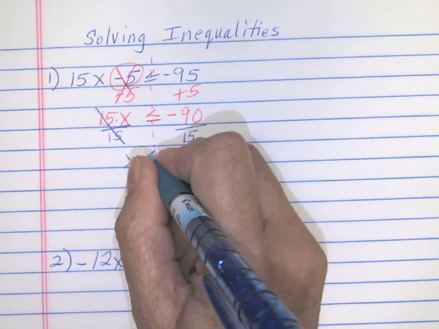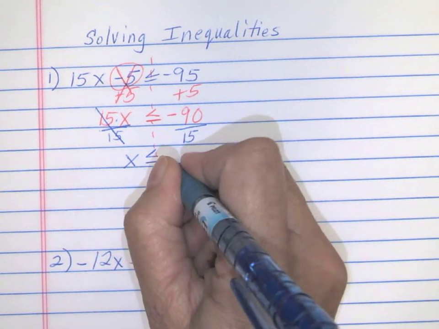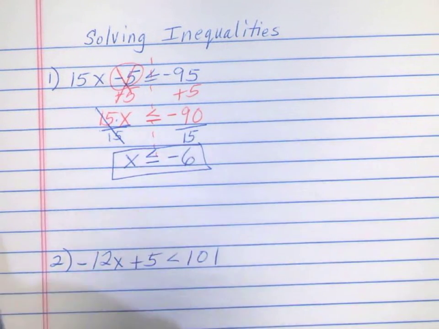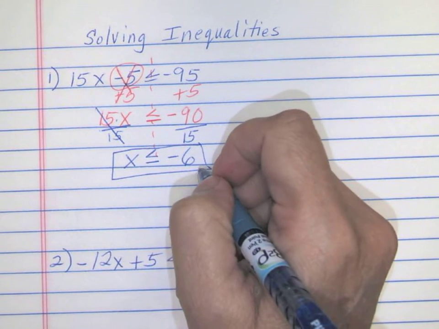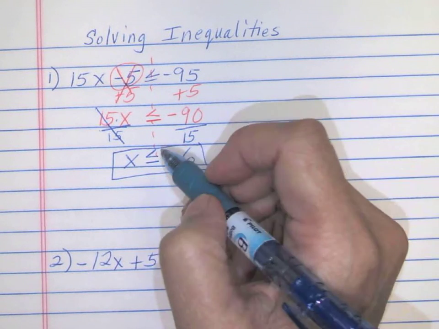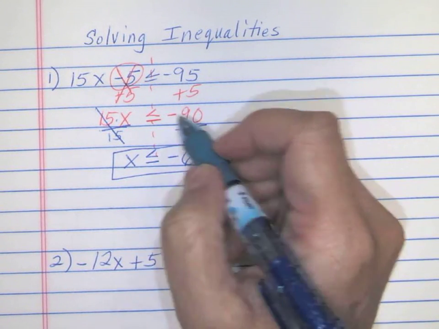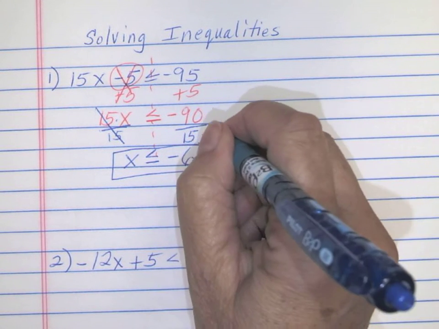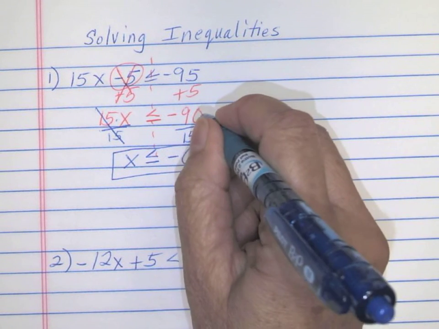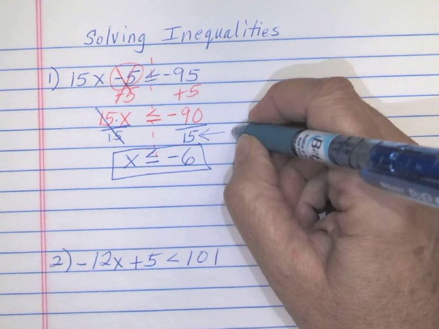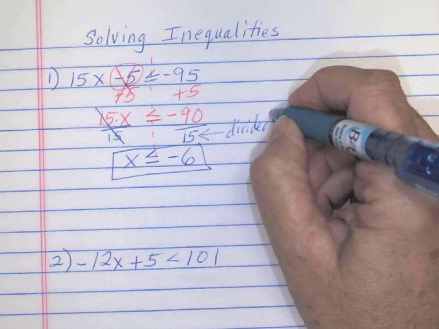So now we have x is less than or equal to negative 6. Now I did not flip this symbol. There was no reason to, because as we learned in yesterday's video, we only flip the symbol when we multiply or divide by a negative. Here, we divided by a positive. It doesn't matter what this is or this is. It matters what we divide by. We divided by a positive.